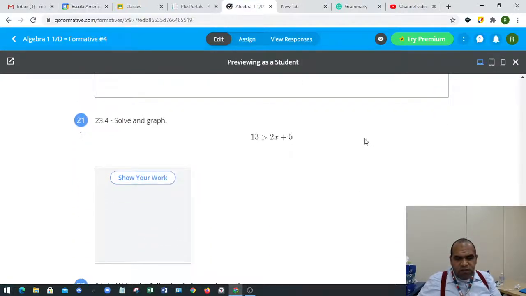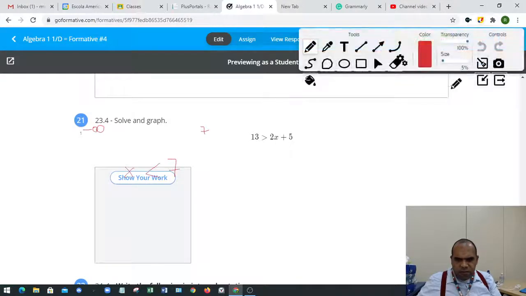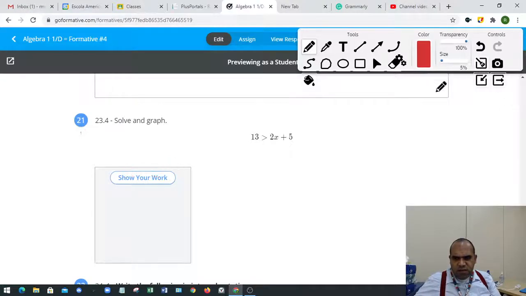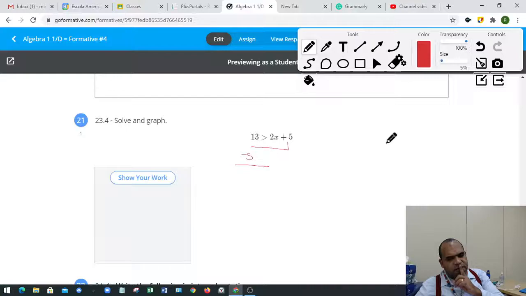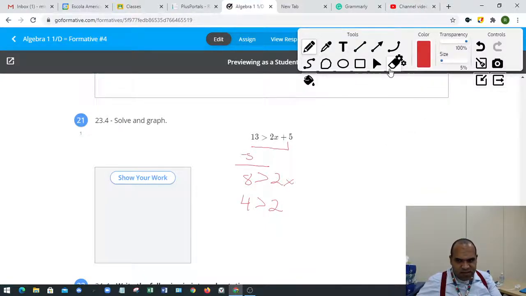Number 21, you need to solve and graph. Simple too. Remember what I have to do here. Let's clean this one. And right now, just solve it. Move this 5 by its opposite, negative 5. 13 minus 5. Let me solve this one. 13 minus 5 is 8. 8 less than 2x. How many times does 2 go into 8? 4 times. 4 less than x, not 2, x. Okay, nice. Better.